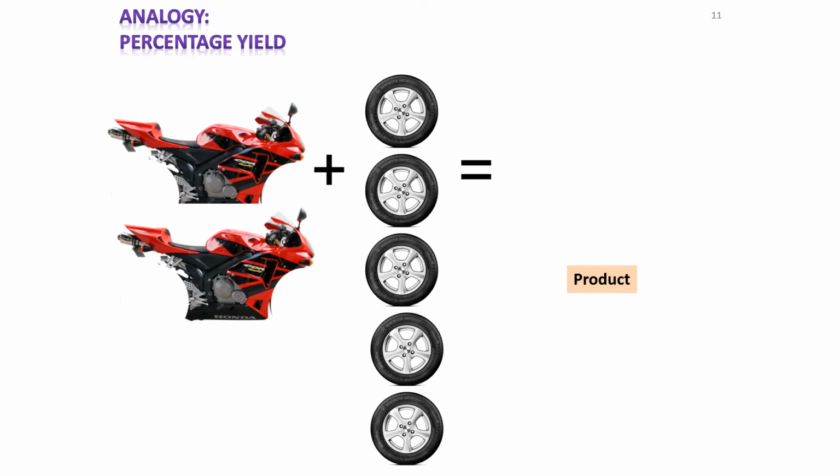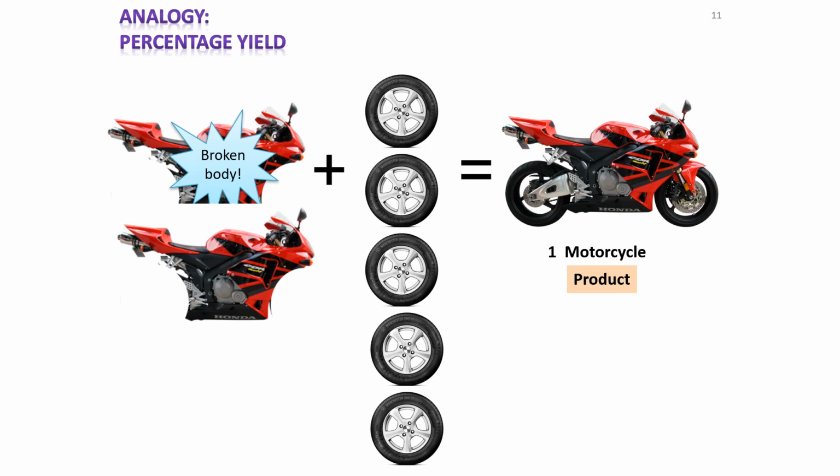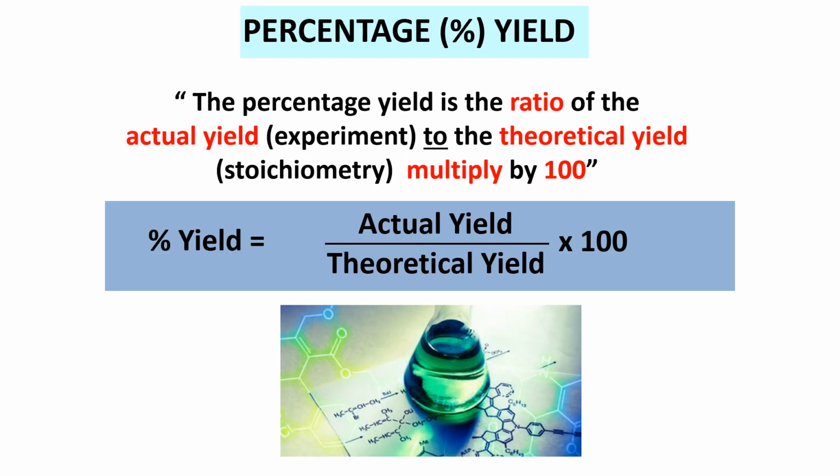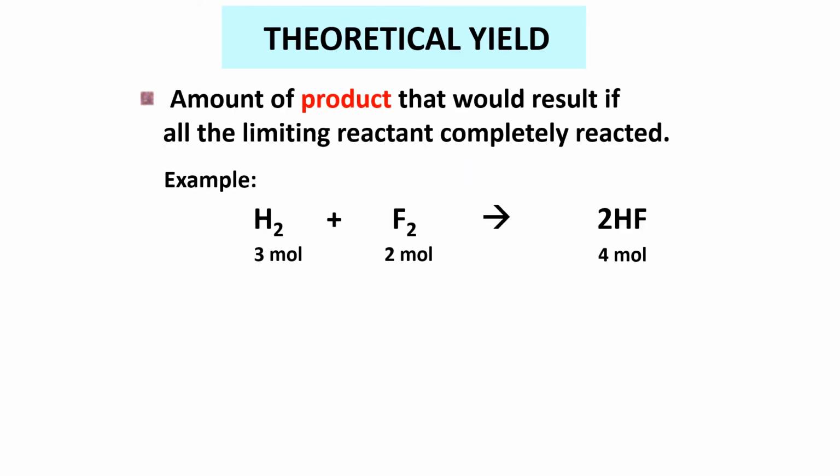Now, what will happen if one of the bodies of motorcycle is broken? The answer is only one motorcycle will be produced, and this motorcycle represents the actual yield. Thus, the percentage yield is only 50%, not 100%. The percentage yield is the ratio of the actual yield to the theoretical yield multiplied by 100.